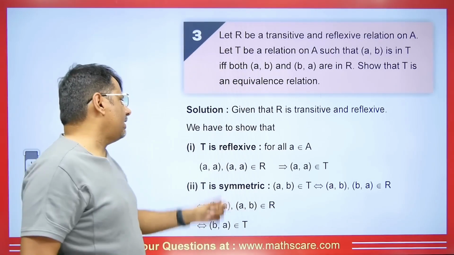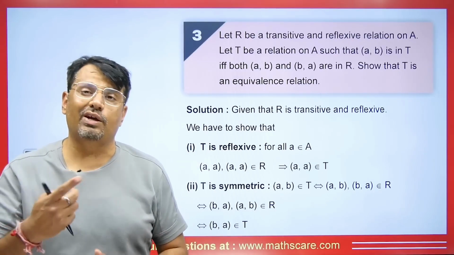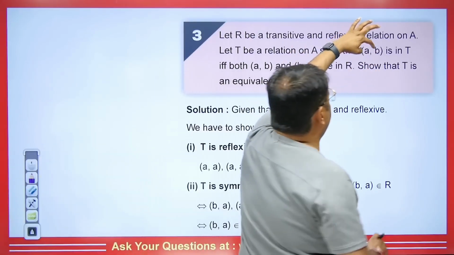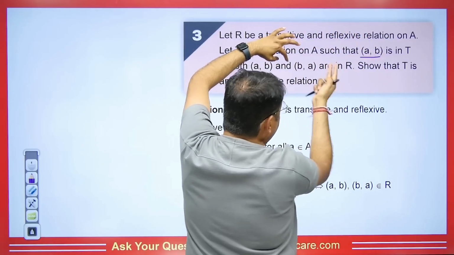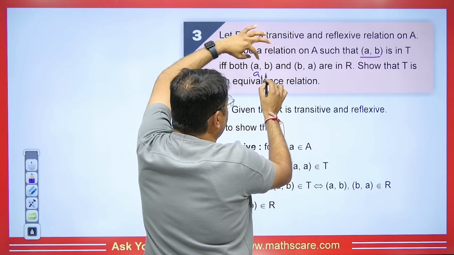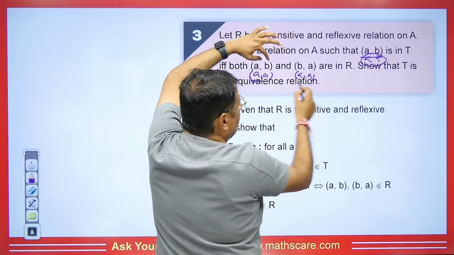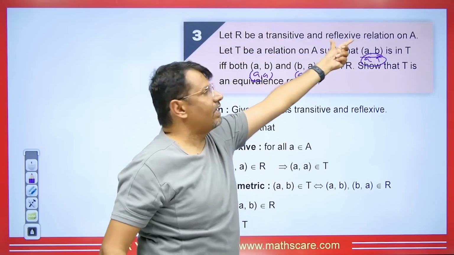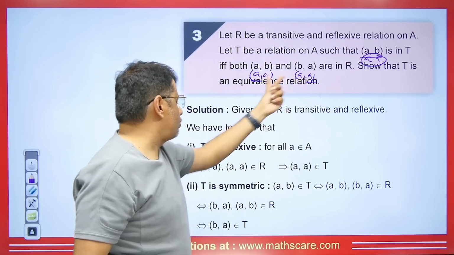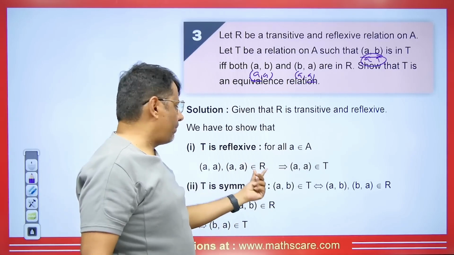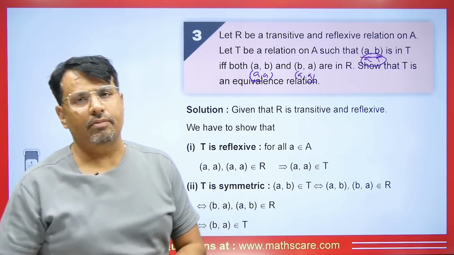First we will discuss if it's reflexive or not. For reflexive, for the same element, (A,A) should be in T. By definition, (A,A) will be in T when (A,A) and (A,A) are in R. Clear? So this should be in R, because R is reflexive. What is the definition of reflexive? That (A,A) should be in R. Because R is reflexive, (A,A) will go in R. If it is so, then this will go into T, which means T will be reflexive.